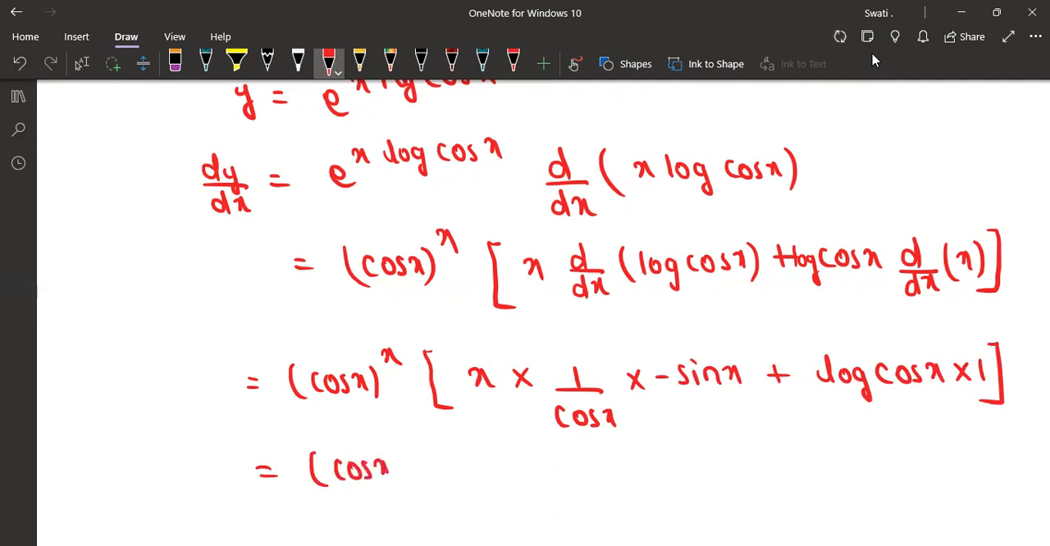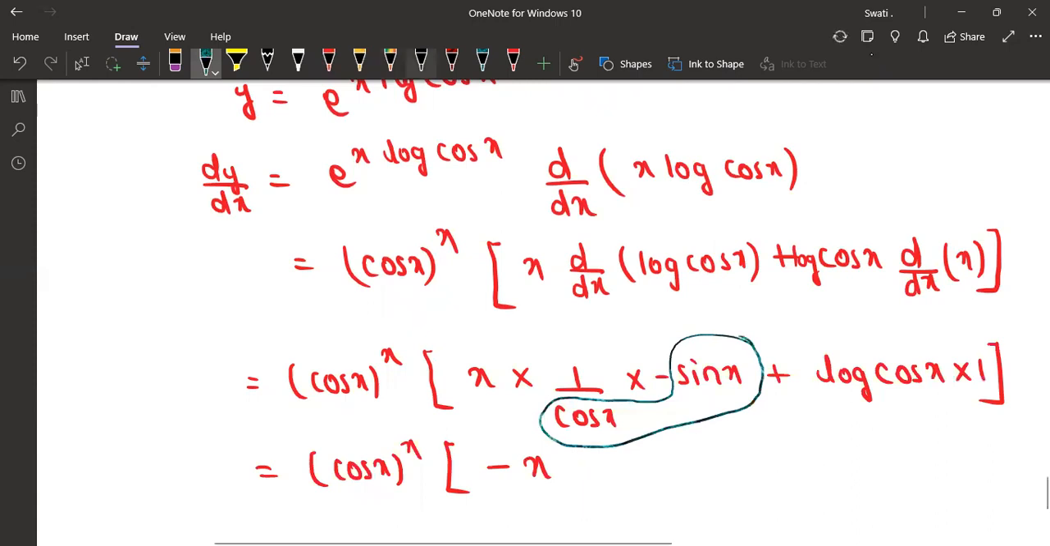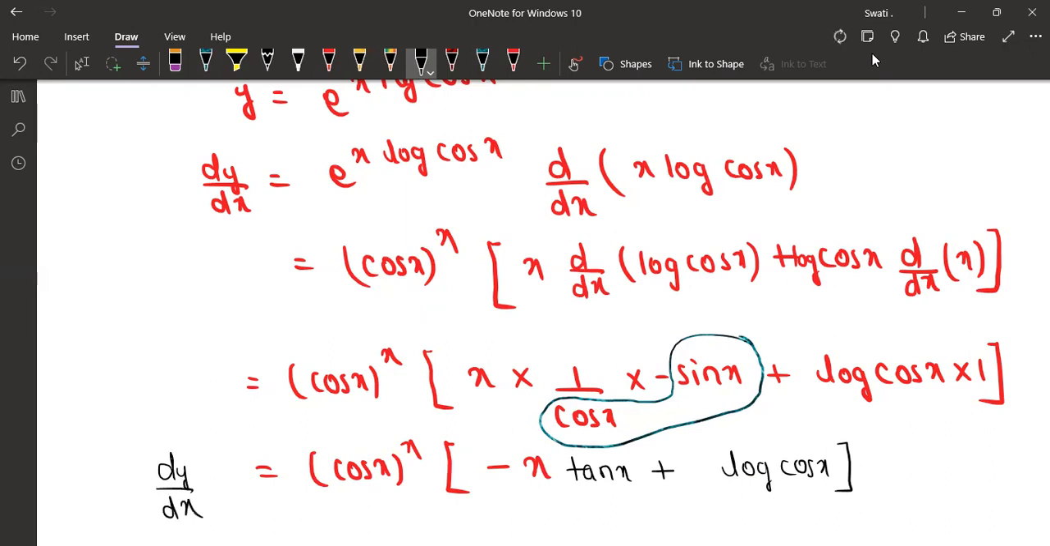So this will become cos x raised to x, and then minus x, and this is sin x upon cos x. You can notice that sin x upon cos x has a formula, and that is tan x. So it will become minus x tan x, and then plus log cos x into 1, that is simply log cos x. So therefore the final answer is dy/dx is equal to cos x raised to x into minus x tan x plus log cos x.